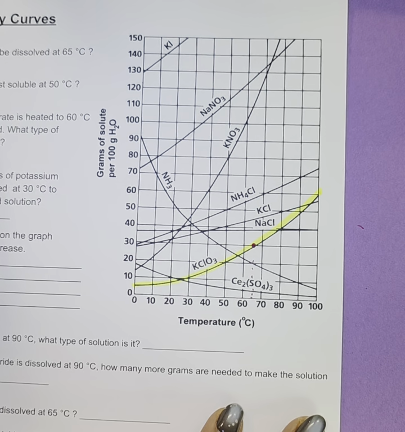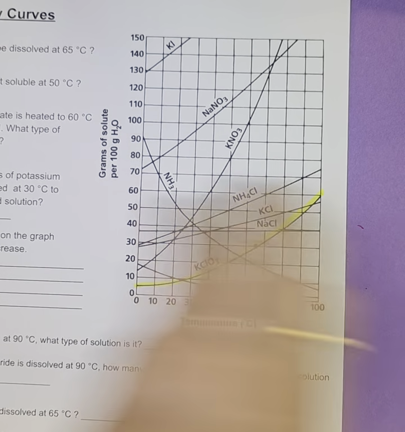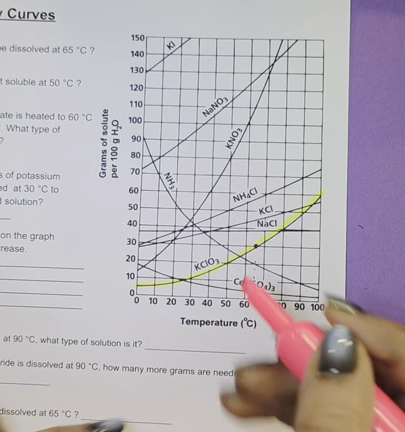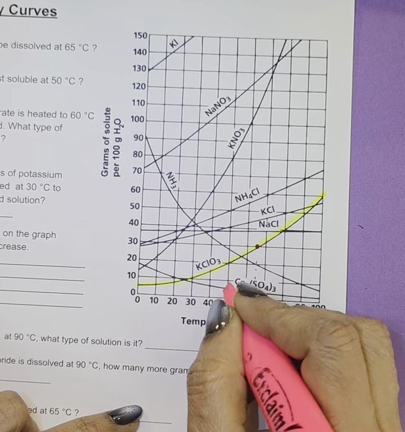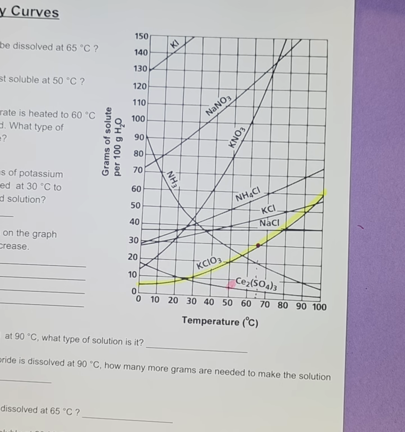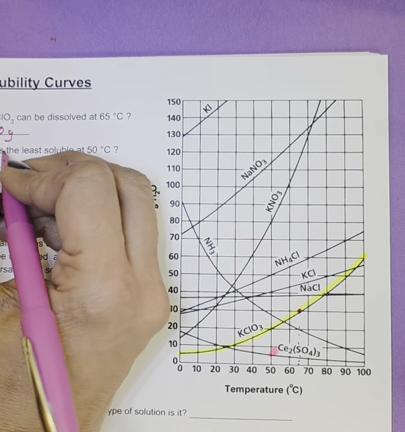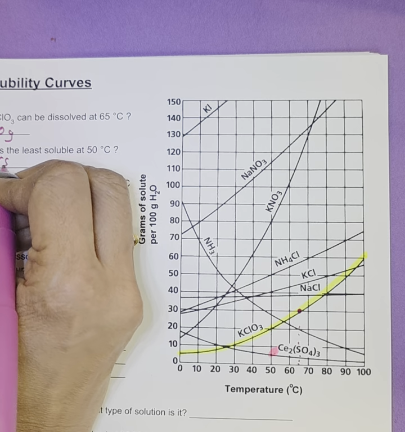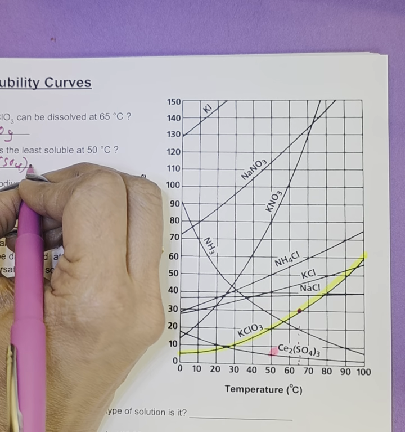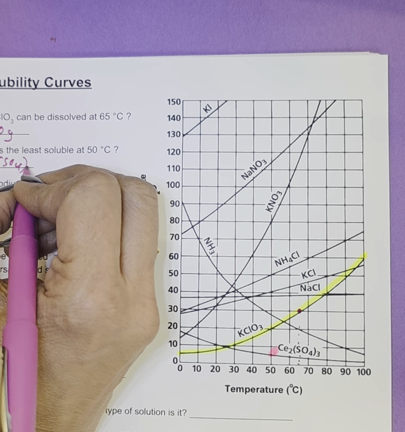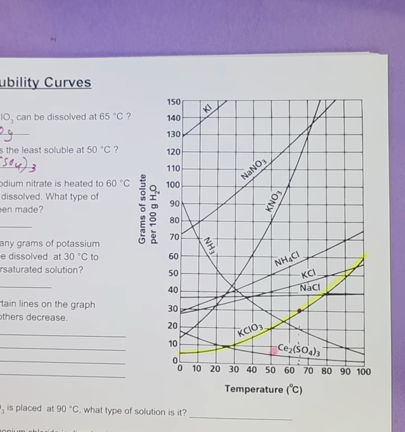Okay, next one. Which is least soluble at 50 degrees Celsius? I'm going at 50, and which is the first one I'm meeting? It is not cesium. That is called cerium. It's a trans F block metal. Cerium, it is number 58. Cerium sulfate.